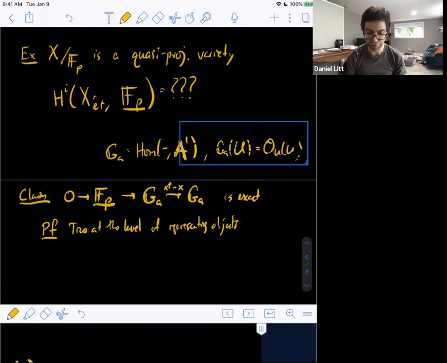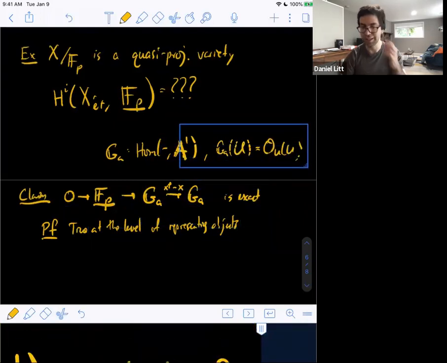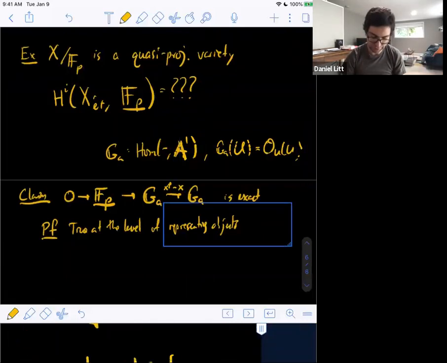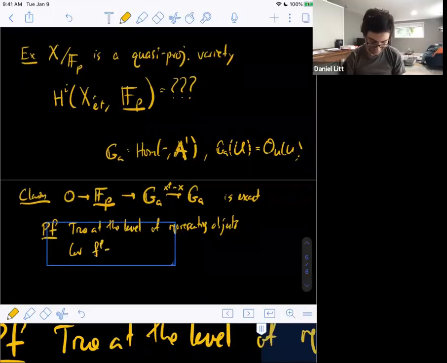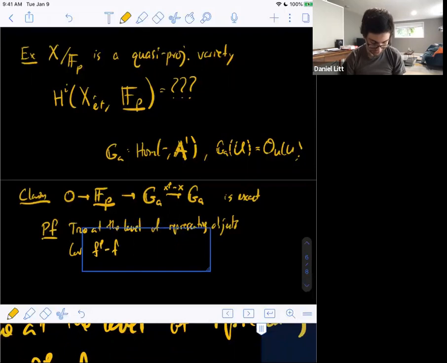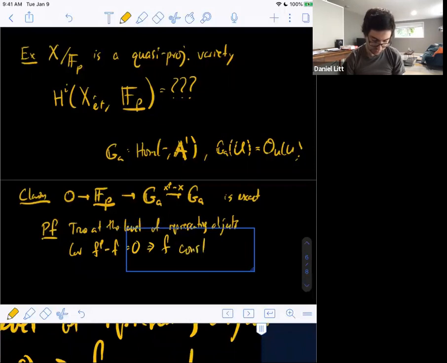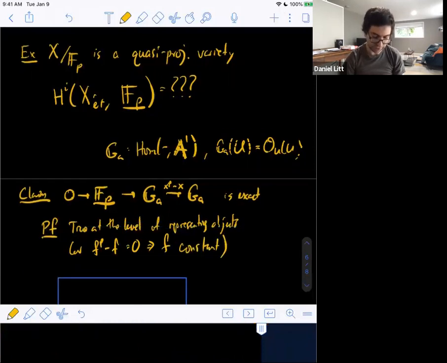You need to check that if you have a function on U, which is an Étale X scheme, which is killed by x to the p minus x, then it came from the ground field F_p. And that's something you can just check by hand. So isn't G_a to G_a surjective? That's going to be the next claim. Yeah, so where f to the p minus f equals 0 implies f is constant. Okay, so that's left exactness.